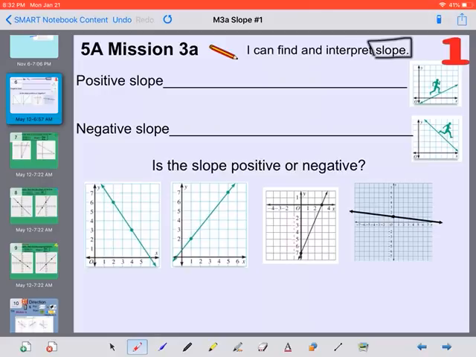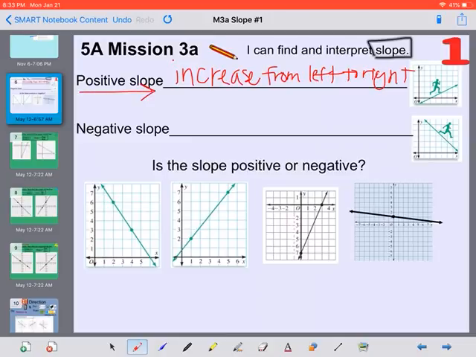Positive slopes increase from left to right. Like we read a book, we read this direction across the page. So positive slopes go up as we go across.